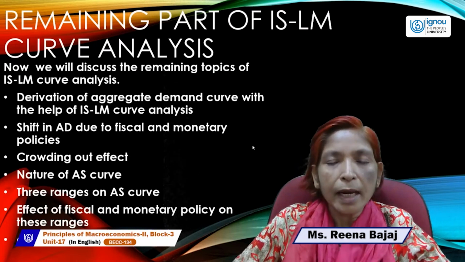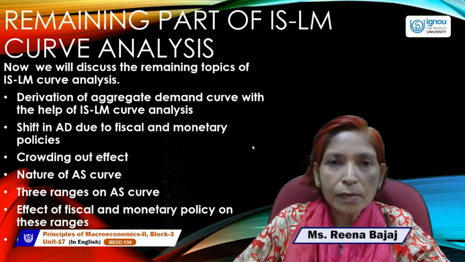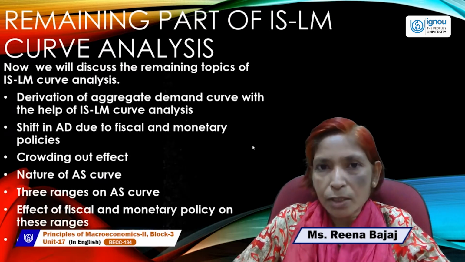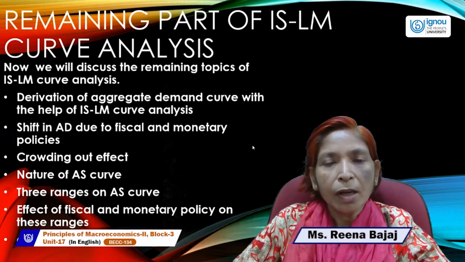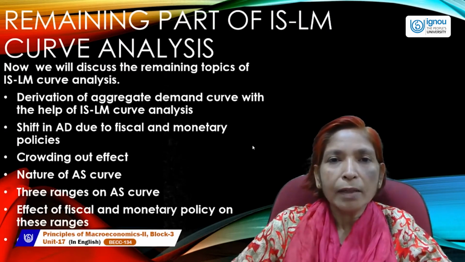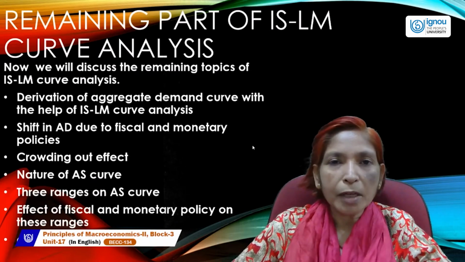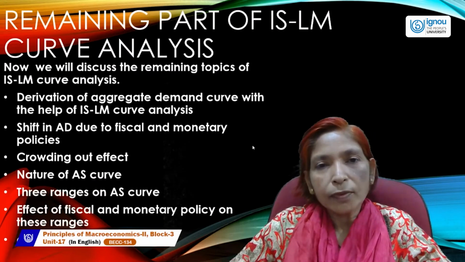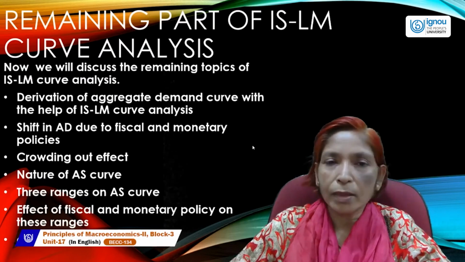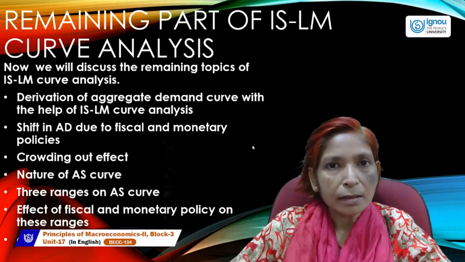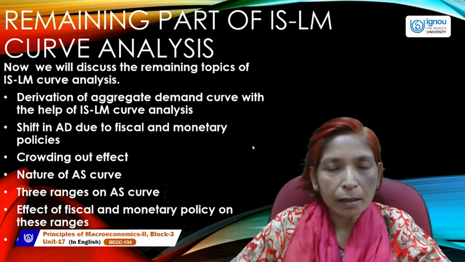The goods market and the IS curve, which is related with the goods market, slope downward from left to right, and the LM curve is always upward sloping. That's why where both curves, IS and LM, intersect each other, the rate of interest is determined at that point. In the last session, we could not complete some topics due to technical issues.